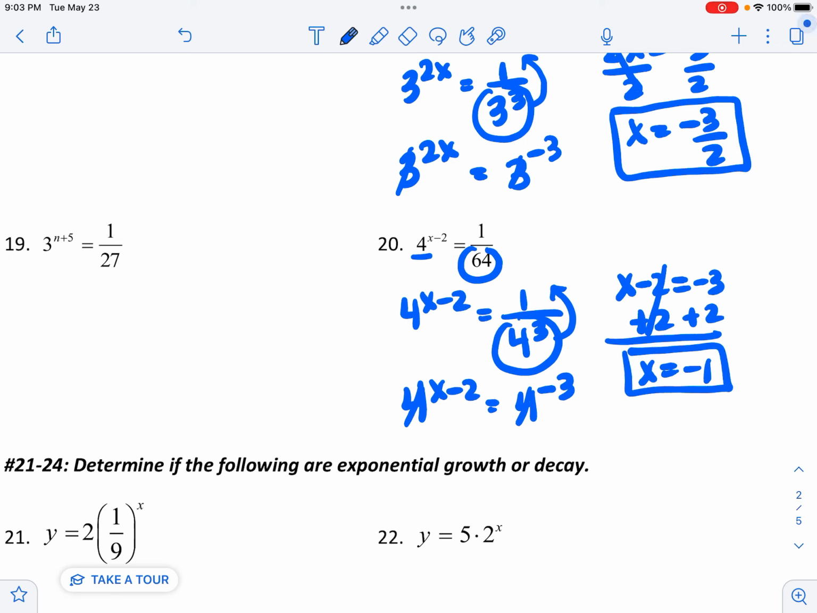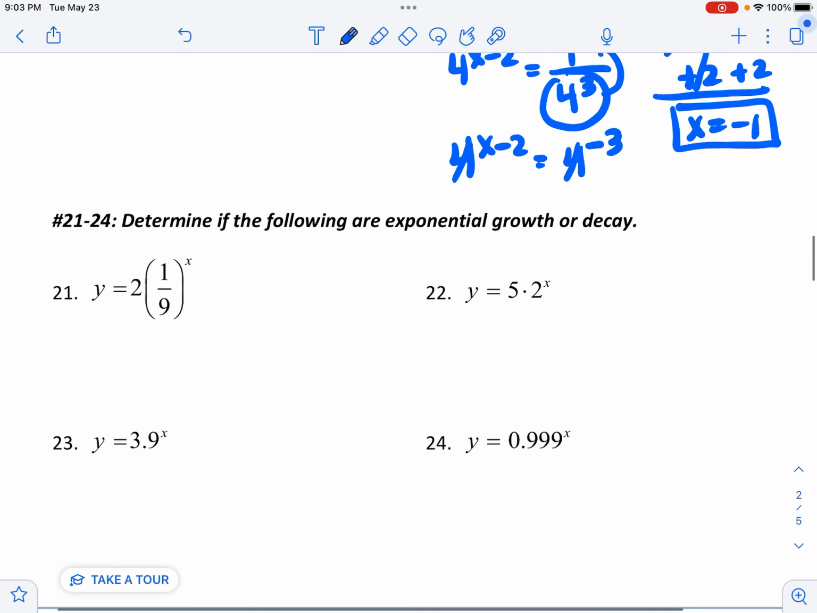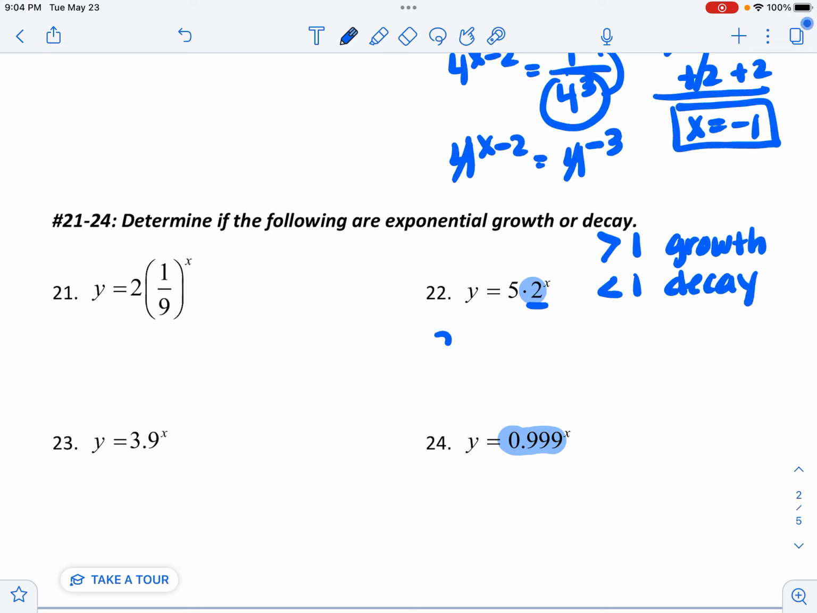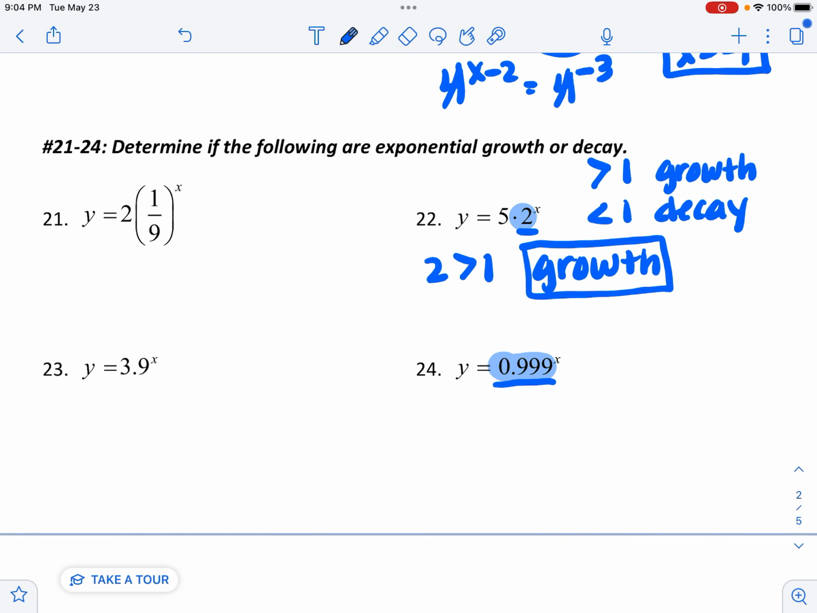All right. Now, number 21 through 24, exponential growth or decay. Remember, here you're going to be looking at this number, whatever's being raised to the x power. If it's bigger than 1, it's going to be a growth. If it's less than 1, it's going to be a decay. So because this 2 is bigger than 1, this one is going to be a growth. And hey, you guys, this is kind of one of those no-miss questions on your test. It's really easy. And then this one, 0.999. That's almost 1, but not quite. That is less than 1, so this one's going to be a decay.